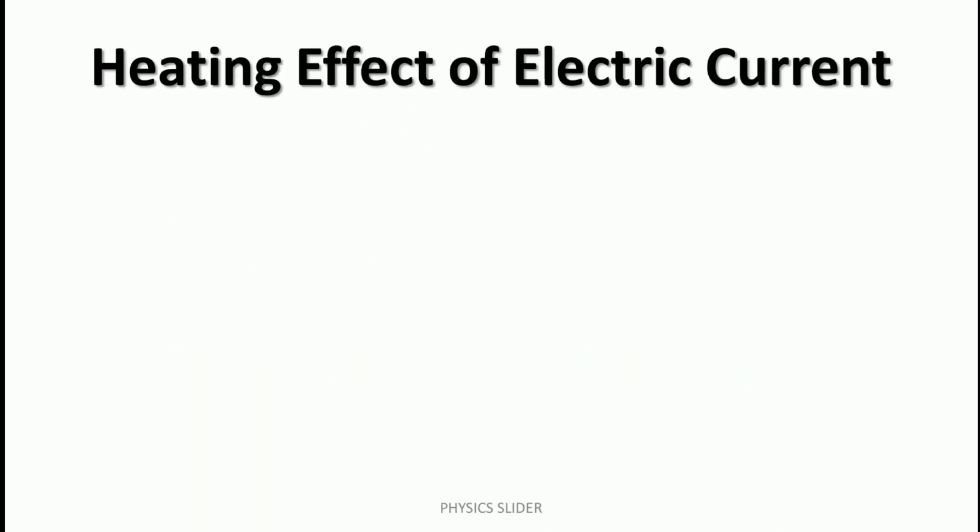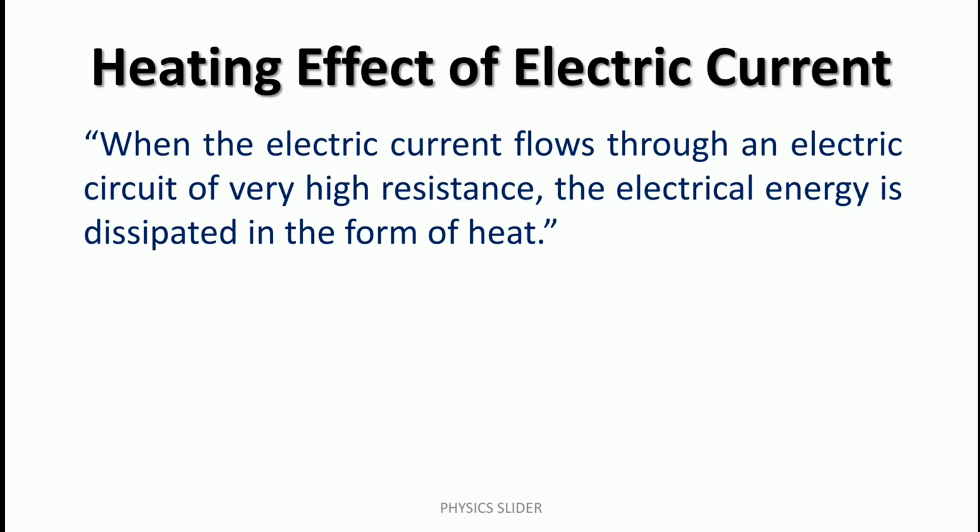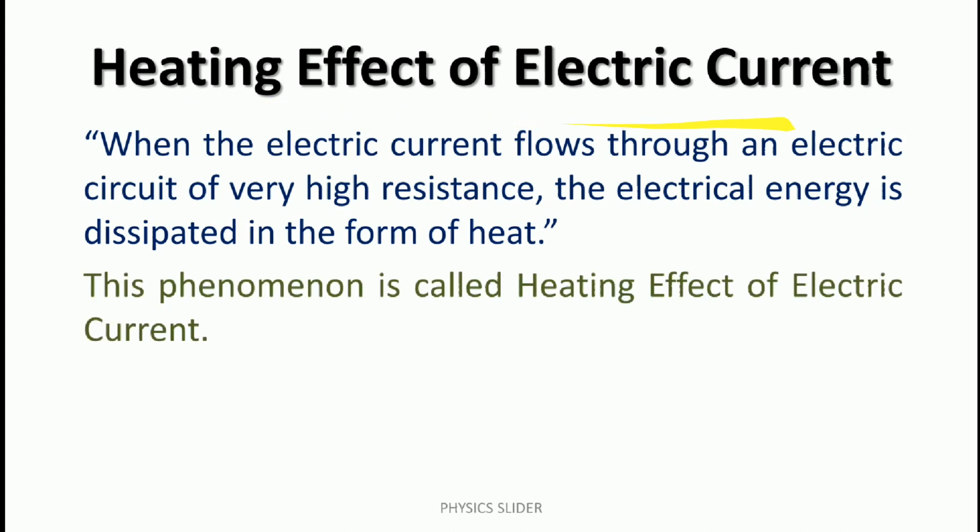Now let's talk about the heating effect of electric current. So what is the heating effect? Let's discuss. When the electric current flows through an electric circuit of very high resistance, the electrical energy is dissipated in the form of heat. If the electric current is flowing in a very high resistance, then that resistance starts to produce some heat, which is called the heating effect of the electric current. The electrical energy is dissipated in the form of heat from that wire or the resistor. Then we say that this is the heating effect of electric current.